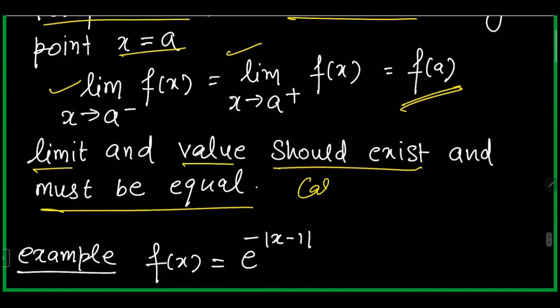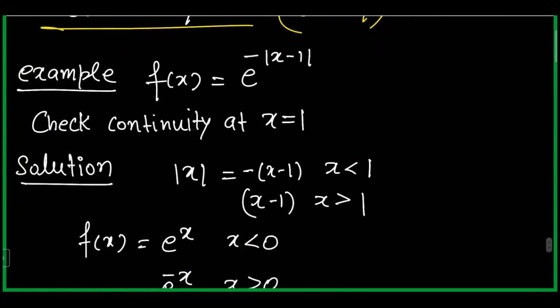So this was our case number 4. You remember I discussed 4 cases. Out of those 4 cases, this was our case number 4. Okay. So let's check the continuity for one function. One function is given to you, which is e raised to minus mod x minus 1. So is this function continuous or discontinuous?